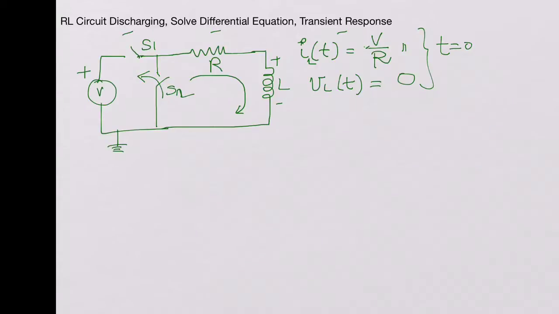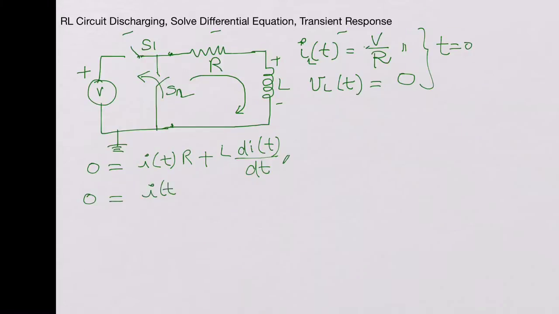So now let's write the KVL for this loop here. So the 0 is the voltage, because now we shorted it to ground. There's no voltage between these 2 points. So 0 is I of t multiplied by R plus L di of t over dt. Now we isolate the term that has the derivative, so basically we divide both sides by L, so we get this.